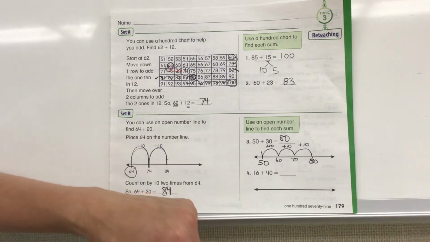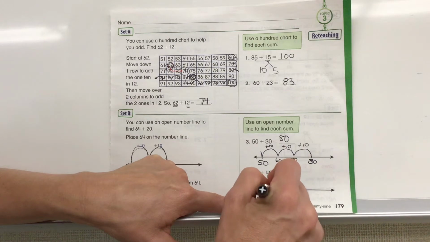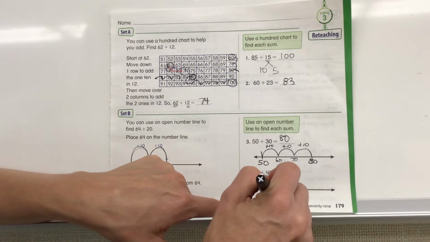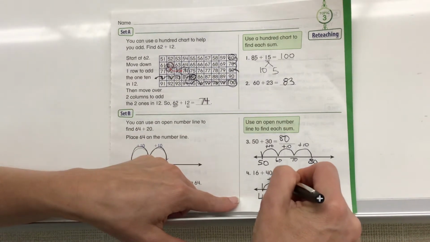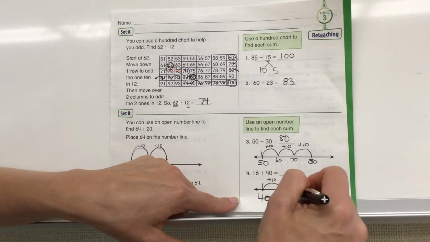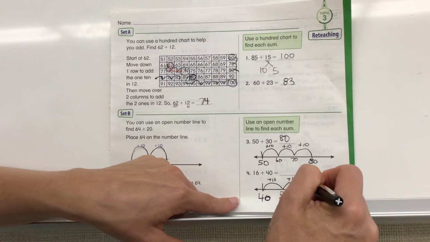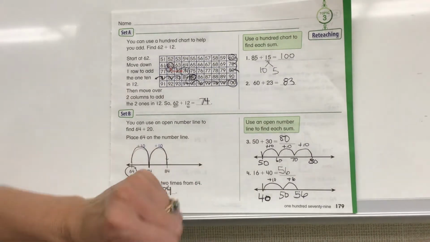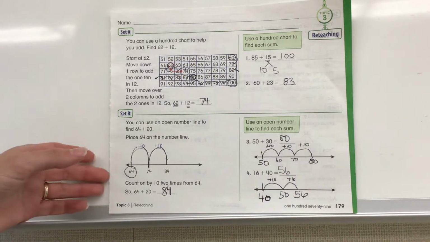Now 16 plus 40. I'm going to start with the larger number. I'm going to start at 40. And then 16 is really 10 and 6, right? So I'm going to do a hop of 10 plus 10. 40 plus 10 is 50. And plus 6. So 50 plus 6 is 56. So my sum is going to be 56. And again, you can pause the video as needed if you need a little bit more time.